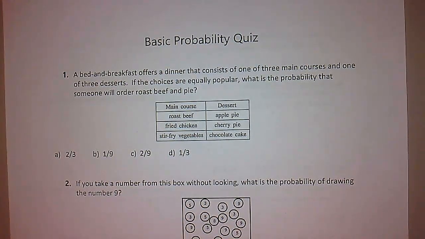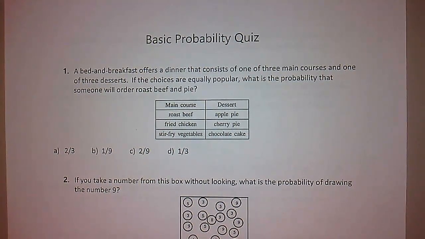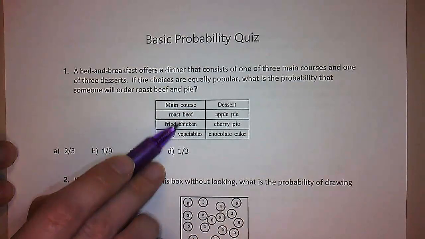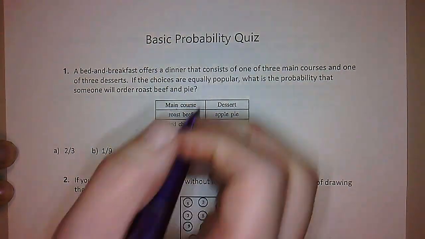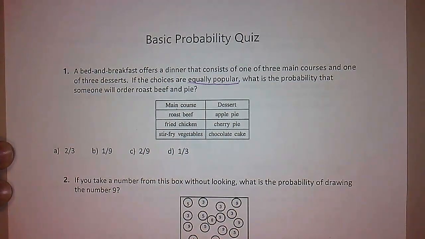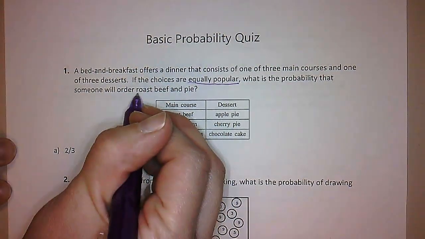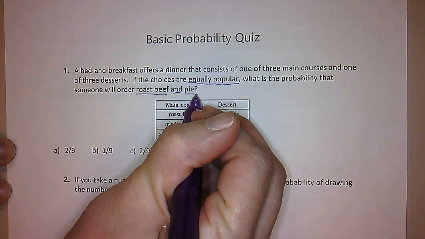So by now you should have the basic probability pre-quiz passed back to you. I'm going to go through each of the questions. Number 1 says, a bed and breakfast offers a dinner that consists of one of 3 main courses, listed here, and one of 3 desserts, listed here. If the choices are equally popular, what is the probability that someone will order roast beef and pie?